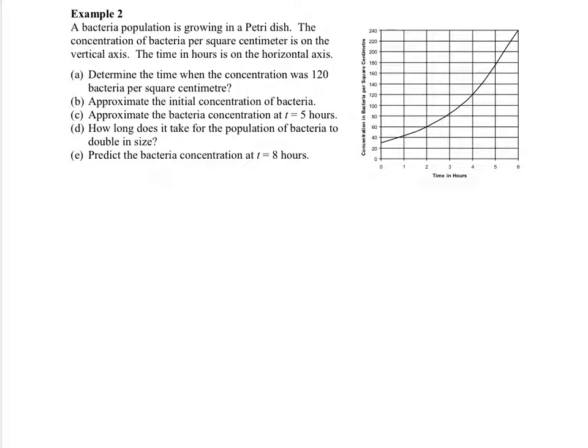So the first question, A, determine the time when the concentration was 120 bacteria per square centimeter. So this is our concentration, so we go up to 120 and then go over, and it hits the graph about here. So then we look down, and the time was 4 hours.